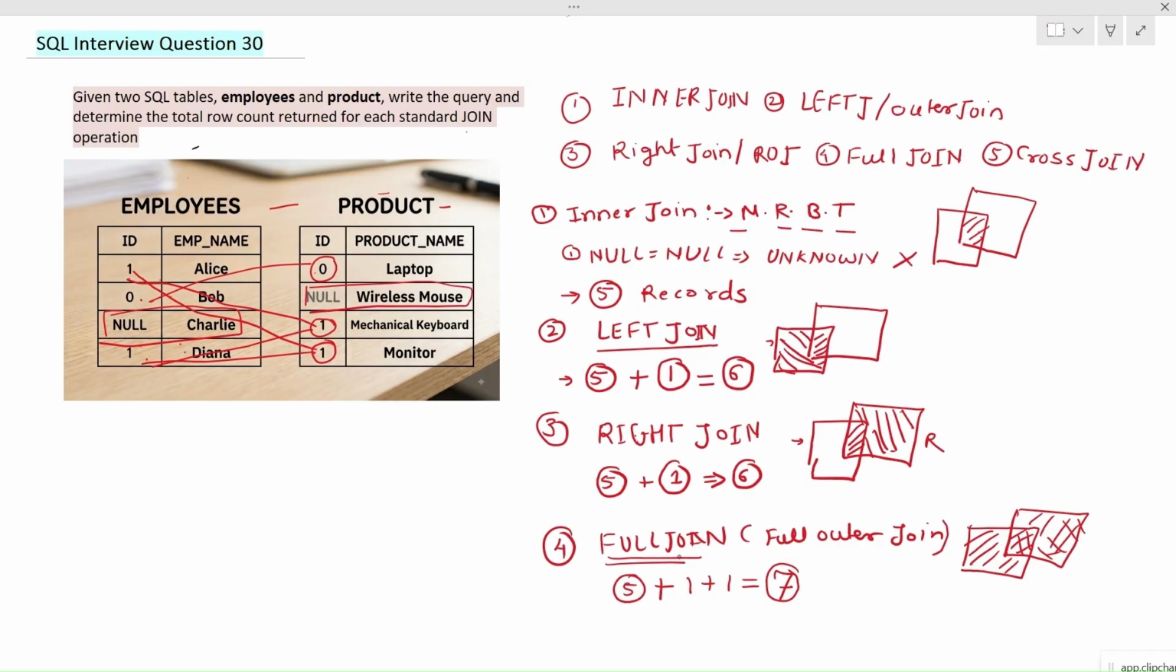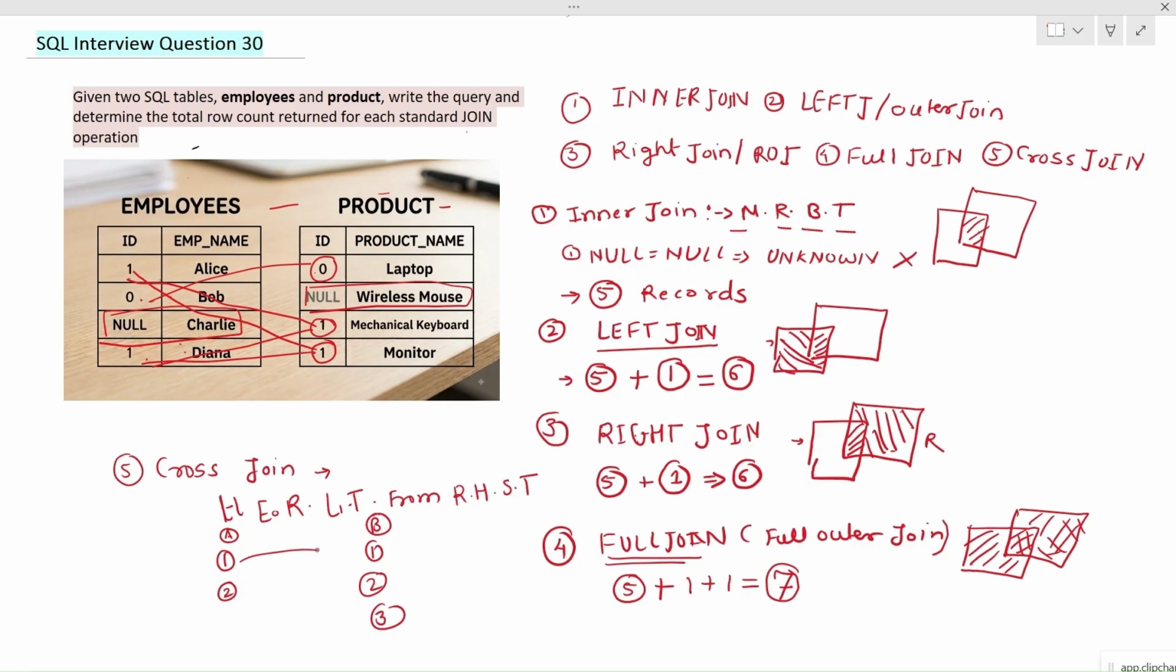Also, the fifth is the cross join. I will give the definition, and you write down how many records we will receive in a cross join. Consider in table A we have two records, and in table B we have three records. So what is the cross join? Each record from the left hand side, table A, will join with each record from the right hand side, table B. This is nothing but the Cartesian join.